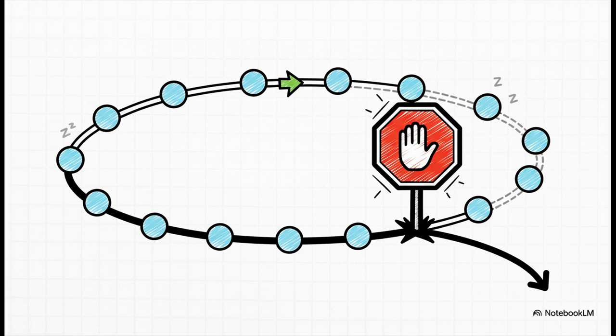In our example, the loop is supposed to run 10 times, but we've added a rule. If our counter i ever hits the number 5, bam, hit the brake. The entire loop just stops, right then and there. It's perfect for when you find what you're looking for and don't need to check the rest.